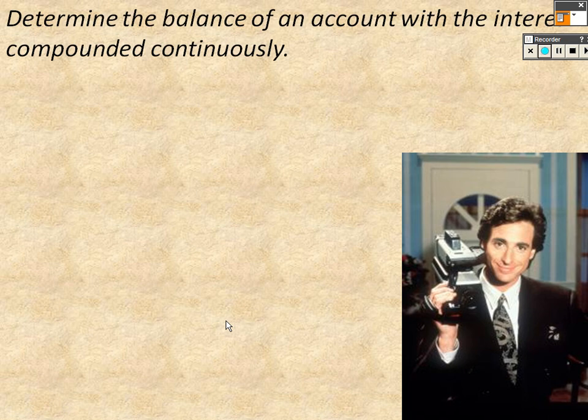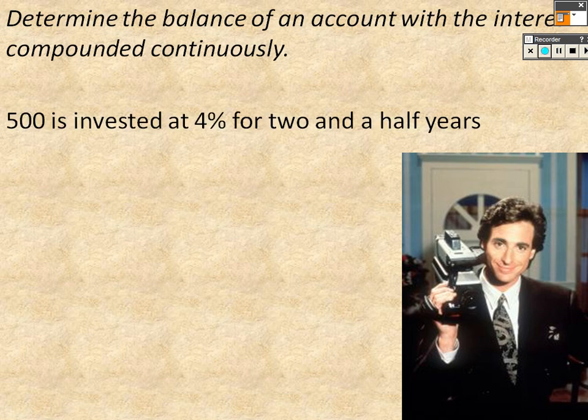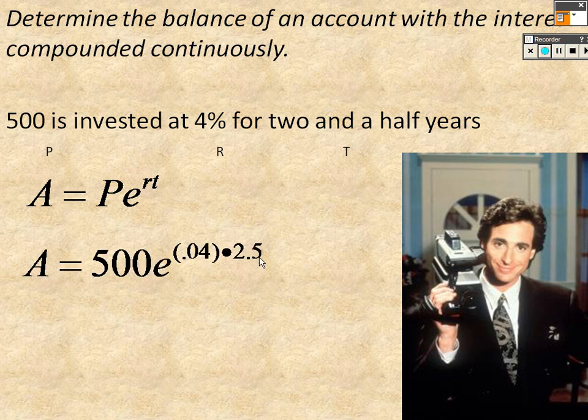Determine the balance of an account with the interest compounded continuously. If you put $500 in, it was invested at 4% for 2.5 years. So that's P, that's R, 2.5 years, it's 2.5 that goes in there, 4%. Remember, you move it 2 decimals to get 0.04. $500 you put in, so you'd have $552.59. So you made $52.59 after 2.5 years.